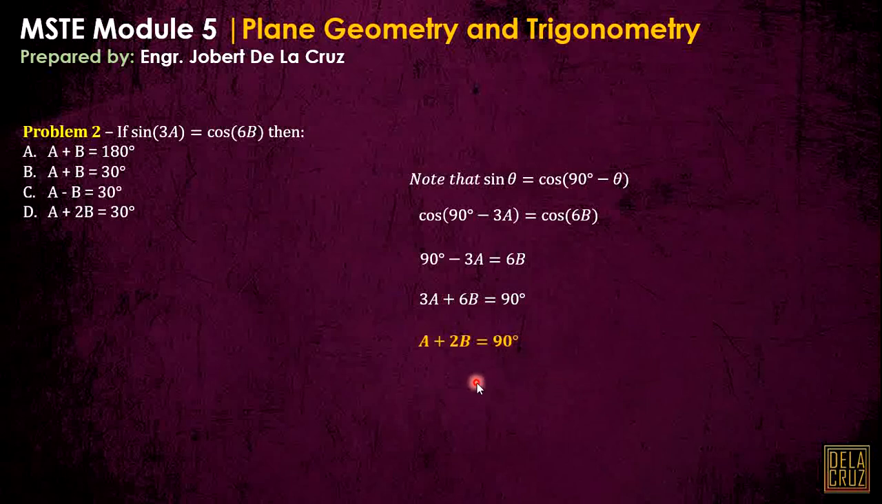Okay, so it will give us a plus 2b equals, this should be 30, no? 90 divided by 3. Hindi ko na-divide by 3. Okay, this should be 30. That's why our answer here should be letter D, this one. Okay, letter D. Take note, this is 30 degrees.